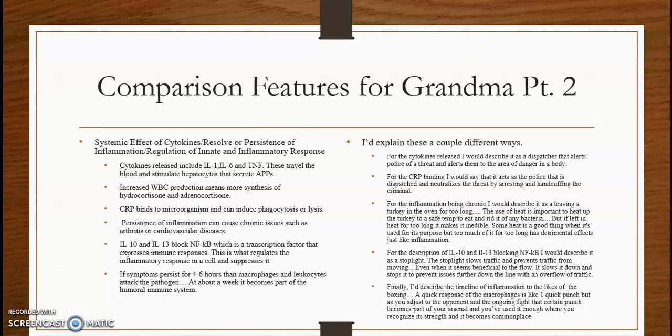Finally, I'd like to describe the timeline of inflammation in terms of boxing. A quick response of the macrophages is like one quick punch, but as you adjust to the opponent in the ongoing fight, that certain punch becomes part of your arsenal, and you've used it enough that you recognize its strengths, and it becomes commonplace. And that's just like the adaptive immune system and the fact that it uses past knowledge when it comes to fighting pathogens.